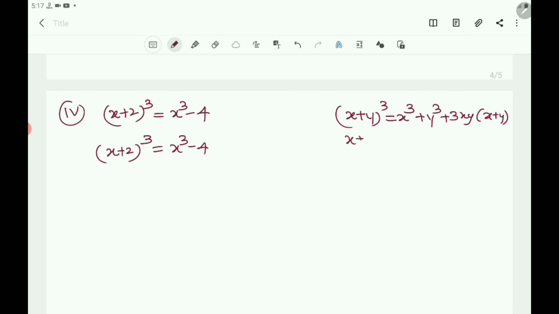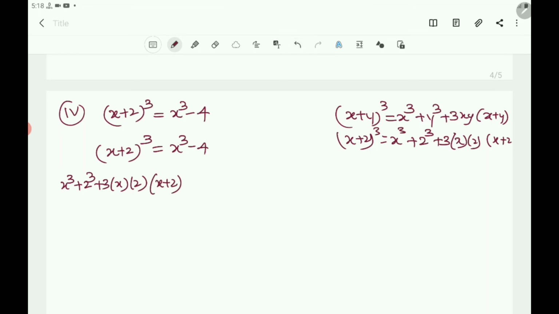Then x plus 2 whole cube equals what? In the place of x, x is there. In the place of y, 2 is there. So, the cube of the first term is x cube, y cube is the cube of the second term, that is 2 cube, plus 3 into xy, means first term into second term, x into 2, into x plus 2. You can write this here. That is, x plus 2 the whole cube is x cube plus 2 cube plus 3 into x into 2, into x plus 2, equals x cube minus 4.